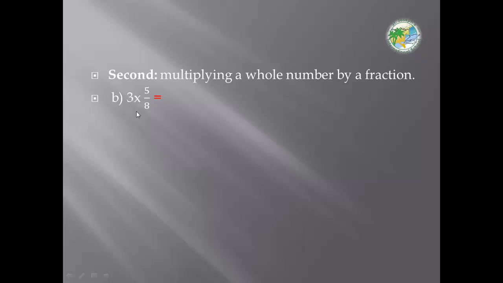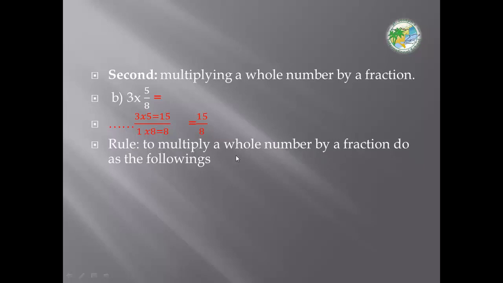طب now my method: multiply numerator times numerator, denominator times denominator. 3 times 5 is 15. 1 times 8 is 8. Then the answer will be 15 over 8. Very good. Excellent.